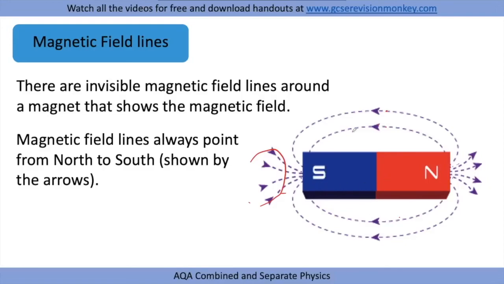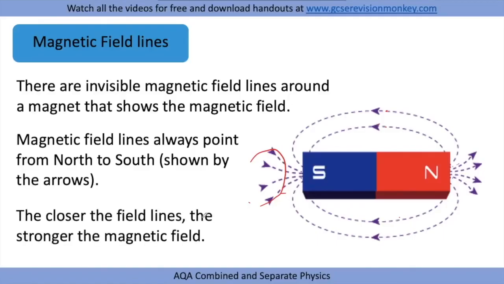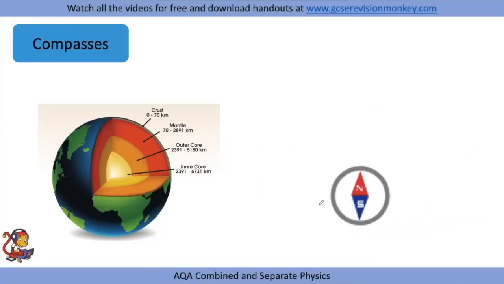You'll need to be able to draw these magnetic field lines around a bar magnet like this, and draw the arrows on as well. You draw at least 2 lines above, at least 2 lines below, and a few coming out of the poles. The closer the field lines, the stronger the magnetic field. So at the poles here, where the lines are closest together, that will be where the magnetic field is strongest, and you'll get your strongest attraction here.